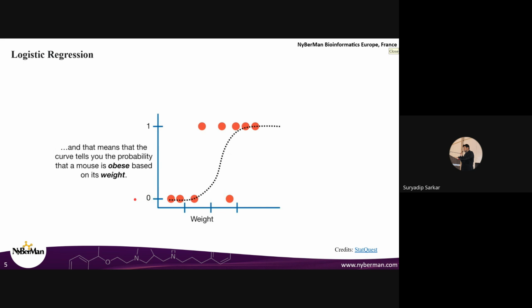If you think about it, why is not obese 0? Because when a sample is not obese, the probability of it being obese is 0. And why is obese 1? Because whenever a sample is obese, the probability of it being obese is 1. So that is the simple intuition behind 0 and 1 here.